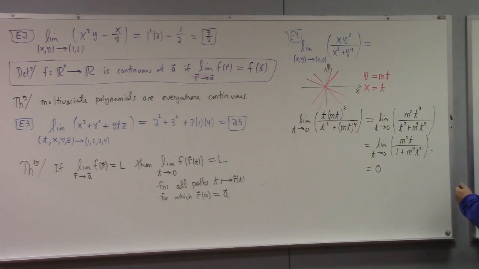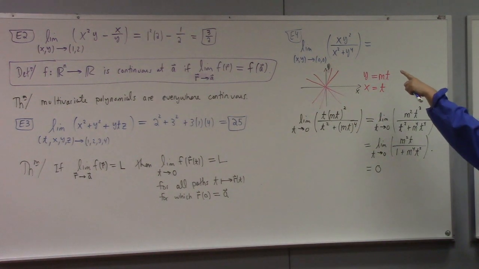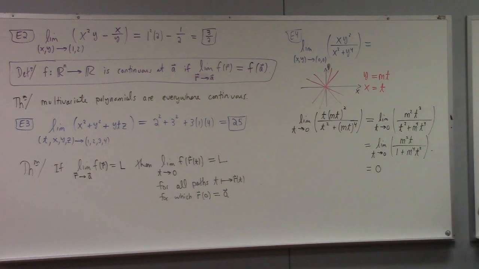So we look at the limit as t goes to 0 of x, which is t. Now y is kt squared, divided by t squared plus kt squared to the fourth power. All right. Man, I hope this works. If this doesn't work, I'm gonna be sad. Oh man, that's not gonna work either, I don't think.